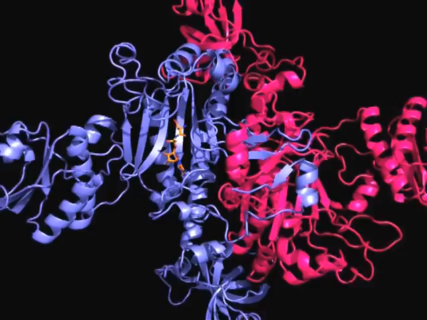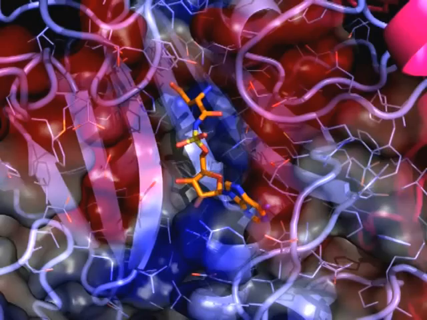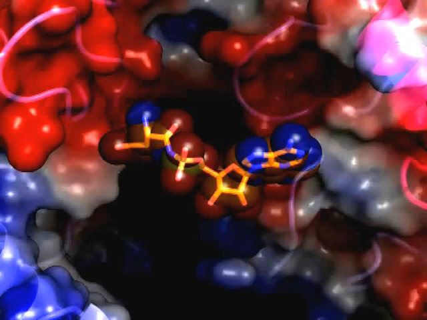The type of structural study described in this film is used in fundamental science to understand the functioning of biological macromolecules, but this kind of study is also used in more applied areas to help develop active molecules which lead to the drugs of tomorrow.